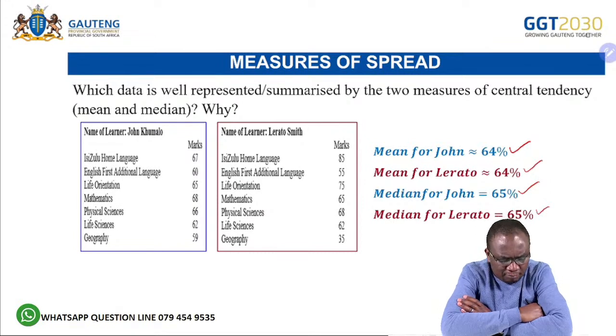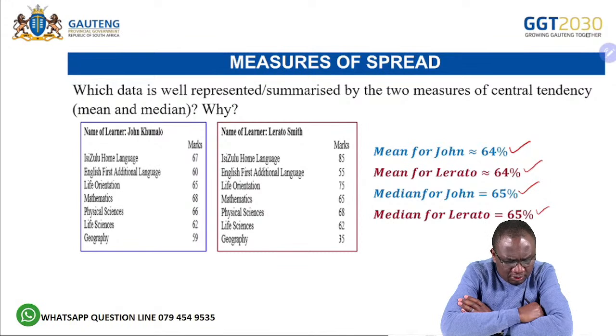If you check the marks for John and the marks for Lerato, they look different. For John, the highest mark is 68%, I think. Yes, it should be 68%. And for Lerato, the highest mark is 85%. The lowest mark for Lerato is 35%, but for John, the lowest mark is 59%. You see that? So these marks are different.